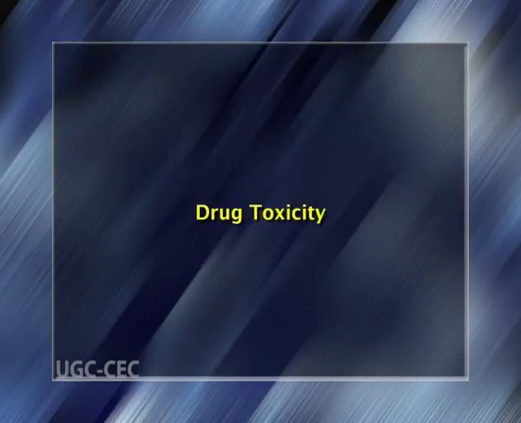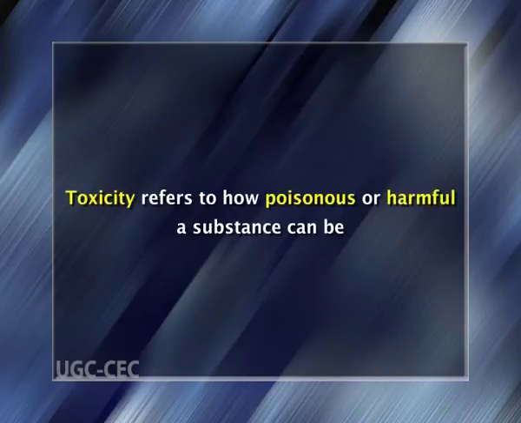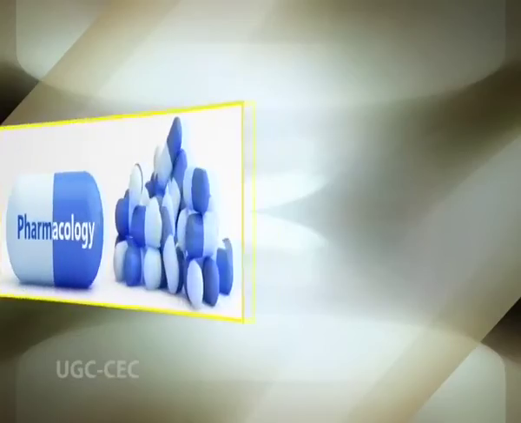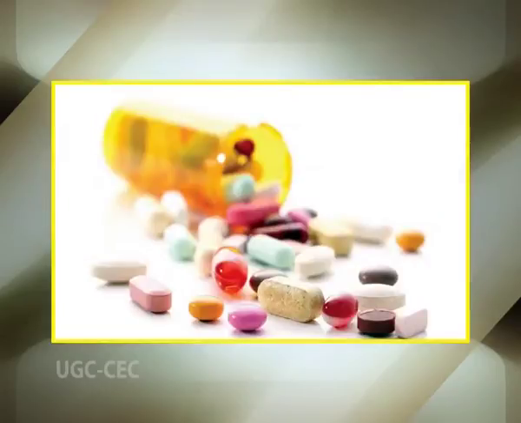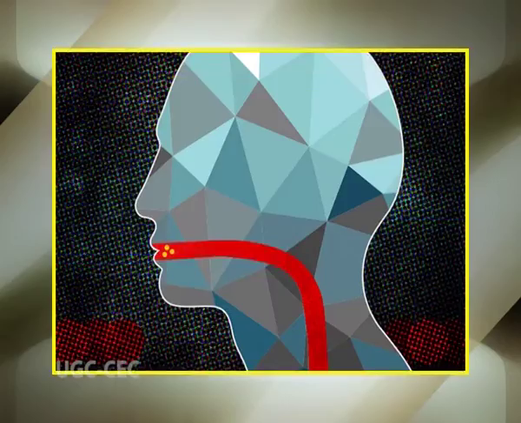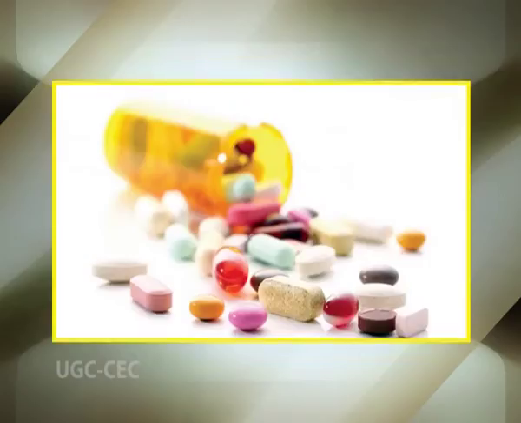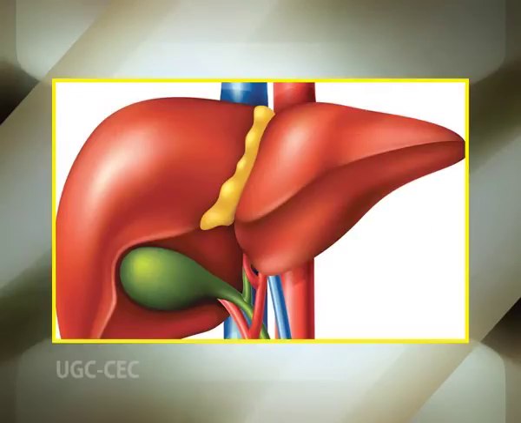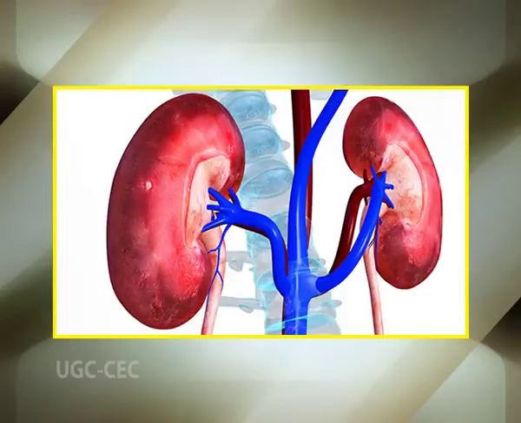Now, we will start with the brief idea about the drug toxicity. Toxicity refers to how poisonous or harmful a substance can be. In the context of pharmacology, drug toxicity occurs when a person has accumulated too much of a drug in his bloodstream, leading to adverse effects within the body. Drug toxicity may occur when the dose given is too high or the liver or kidneys are unable to remove the drug from the bloodstream, allowing it to accumulate in the body.